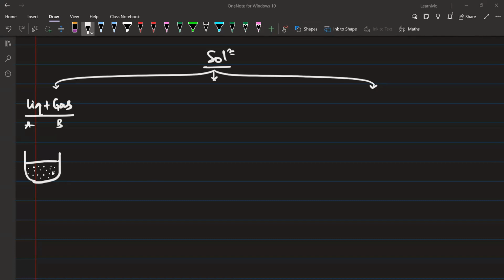Now, if gas is moving faster, then gas will be escaping the solution more easily. Make sense, yes or no? Yes, sir.